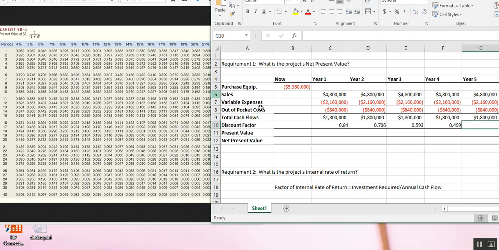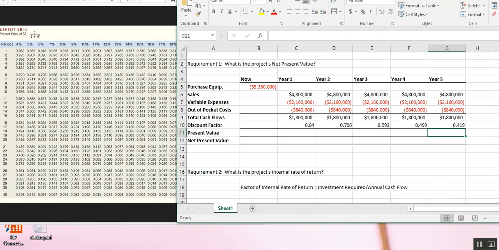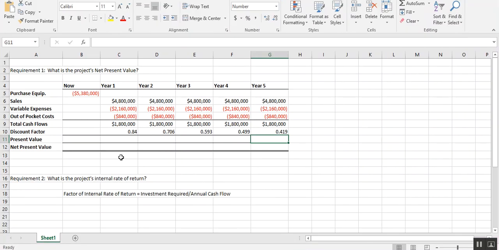And year 5 is 0.419. All right, so let's move this back over a little bit. You'll notice I don't have a discount factor for that $5,380,000 amount. That's actually an amount that we're paying out today. So the discount factor for that is the value of that outflow, because we're doing it right now. So if you want to think of the discount factor of that, it is times 1, because the value is what it is. There is no discounting back because it's happening at the current time.